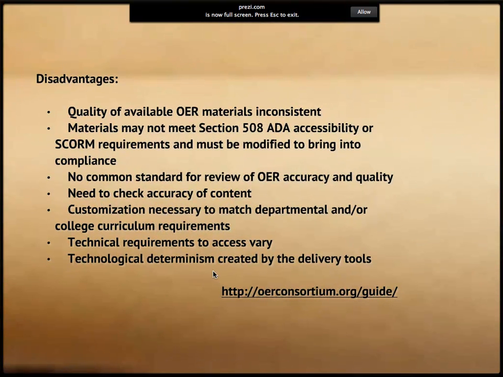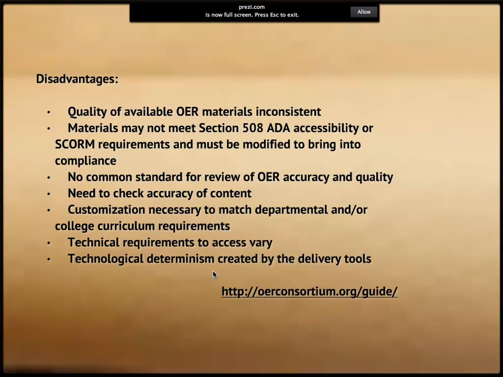The quality, ADA compliance. I think ADA compliance in general is a challenge online, also in the classroom. Now we're inviting resources from anyone. Well, what about compliance there? There's no common standard for review of OER accuracy and quality. Thumbs up on YouTube, thumbs down. What does that really mean? There is a need to check accuracy.